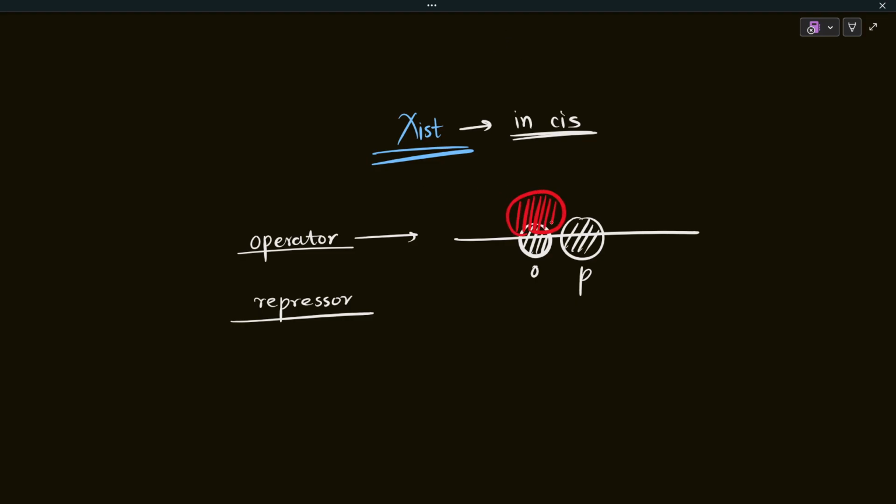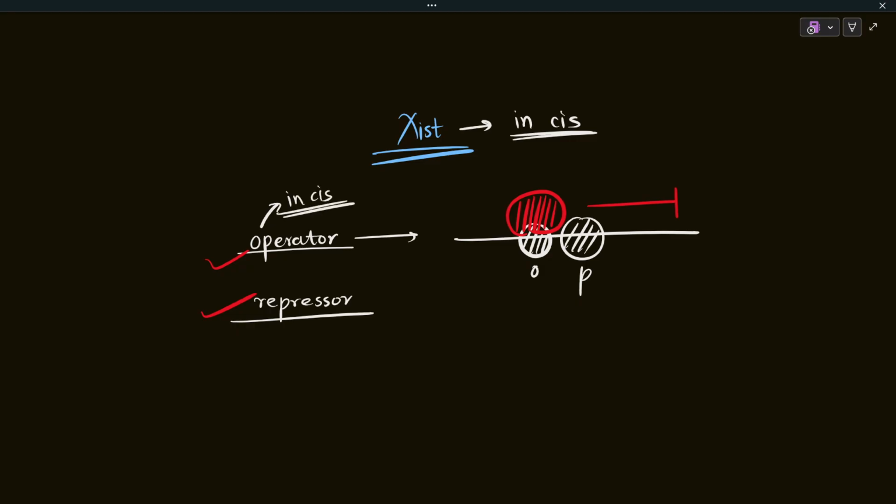Okay, and once the repressor binds to the operator sequence, the gene cannot be transcribed, so it inhibits the gene expression. This is how operator and repressor play the regulatory role, they do the gene regulation. So the operator works in cis fashion.